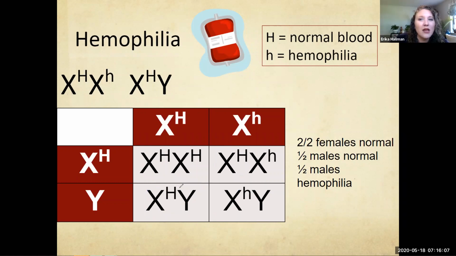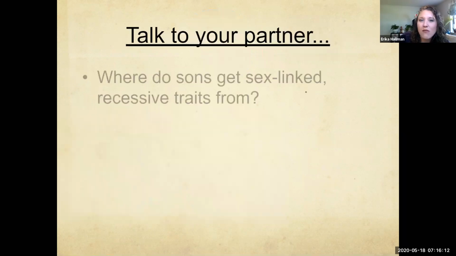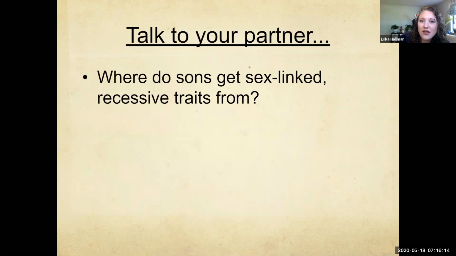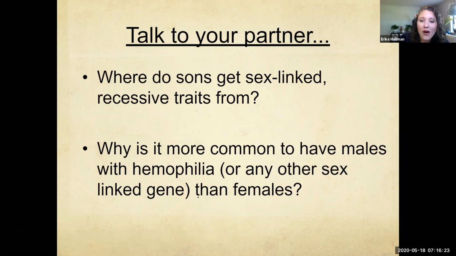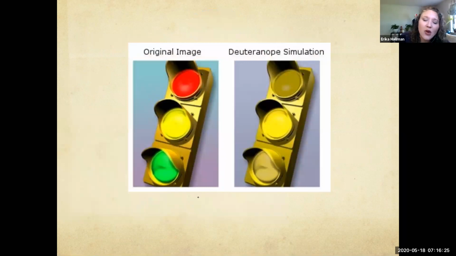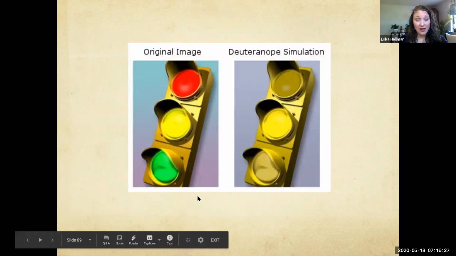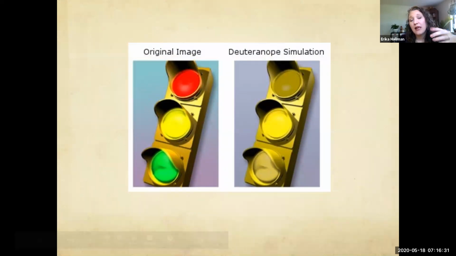So what does that all mean? Well, that means that in males, sex-linked traits are more common. So sons get sex-linked traits from who? From their mom. And is it more common to have males with hemophilia or females? Definitely males, because they only have that one X chromosome. Another example of sex-linked traits is color blindness. And have you guys ever realized that when you look at the population who has color blindness, males have it more often than females? And the reason for that is that it is a sex-linked trait. It's on that X chromosome.